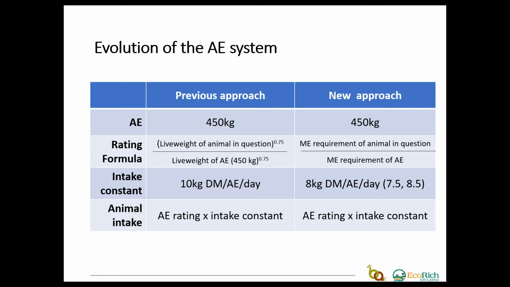With the new approach, we've redefined the adult equivalent as a 450 kilogram dry animal still. So it's still the same animal, but now we're accounting for weight gain, and we'll talk a little bit more about that later. And we're also accounting for energy used in walking. So with the new approach, we're now using the relative energy requirements of the different animals to get a handle on their adult equivalent rating. The formula is the energy requirement of the animal in question divided by the energy requirement of the adult equivalent, or the standard animal, which is the 450 kilo animal.